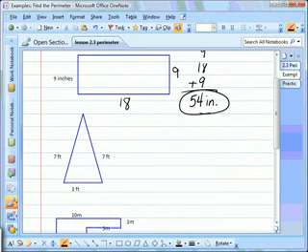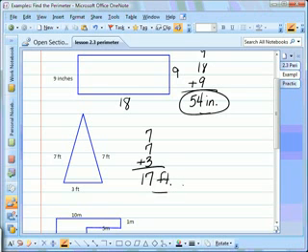Our next figure is a triangle. A triangle has 3 sides. In this case, all 3 sides are given to us, so we can add them up. And we get 17, and make sure you include that unit of measure. Answer is not correct if it does not include the unit of measure, so make sure it's always there.